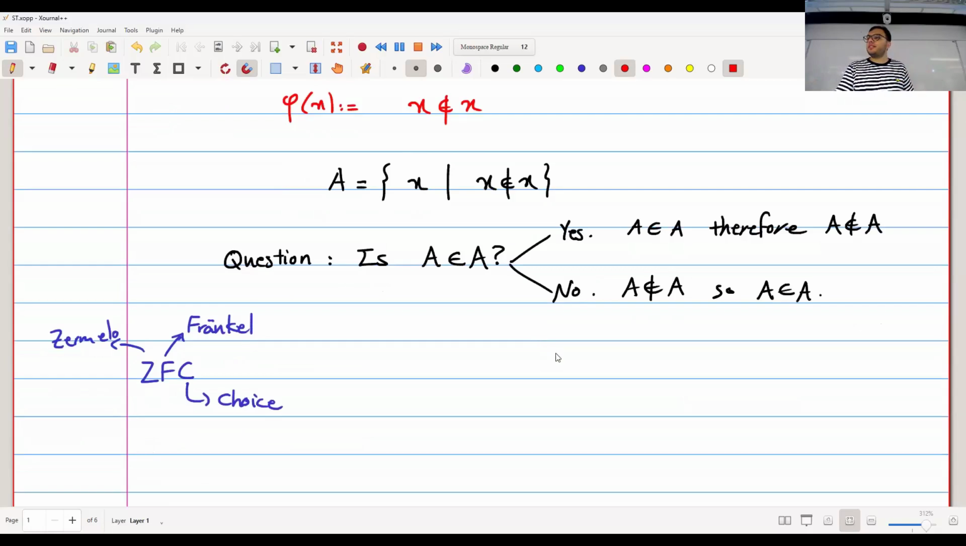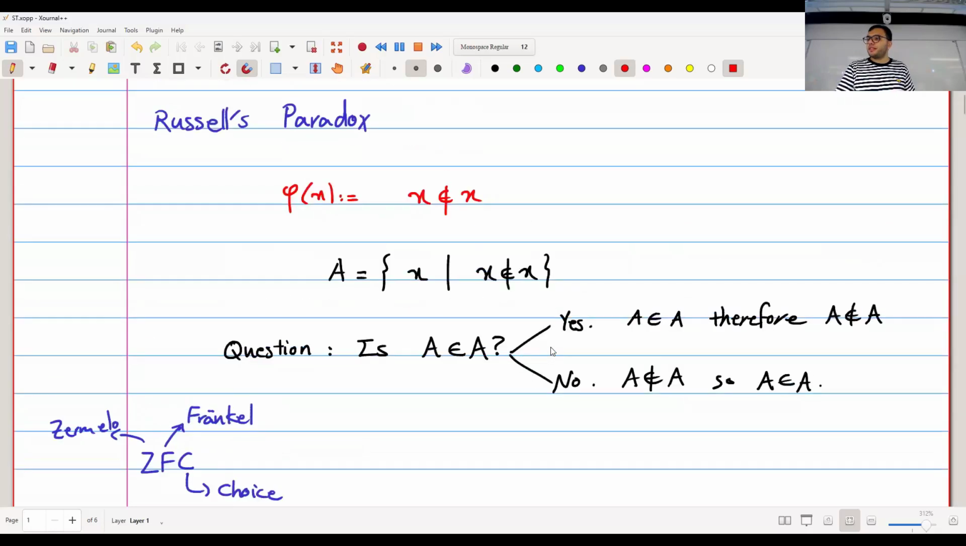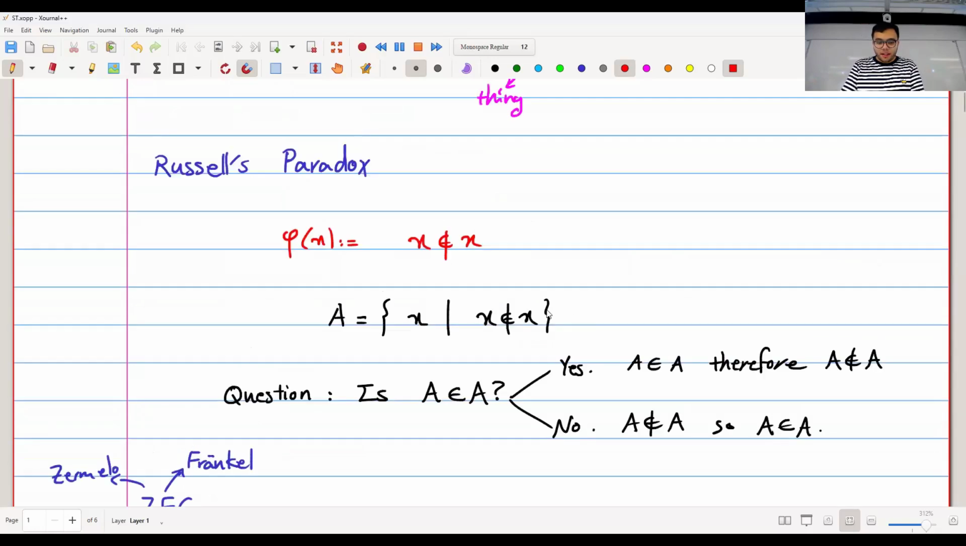Why is A not fine? No. What I'm saying is this. I'm saying suppose B is the set of all sets.